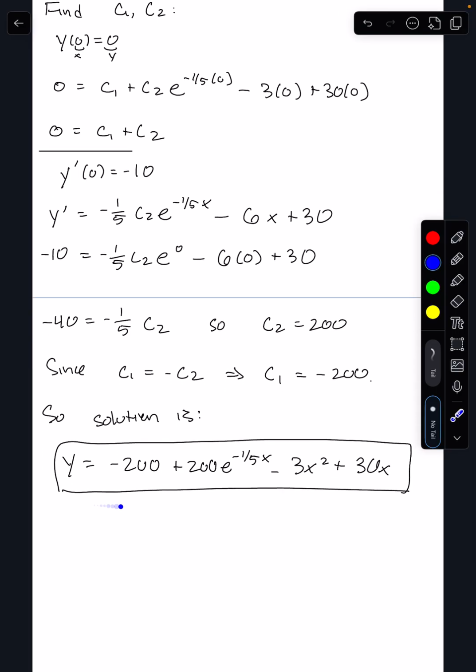And so this is a long problem, but it kind of illustrates everything that we've done so far up to undetermined coefficients. Please let me know if you have any other questions.